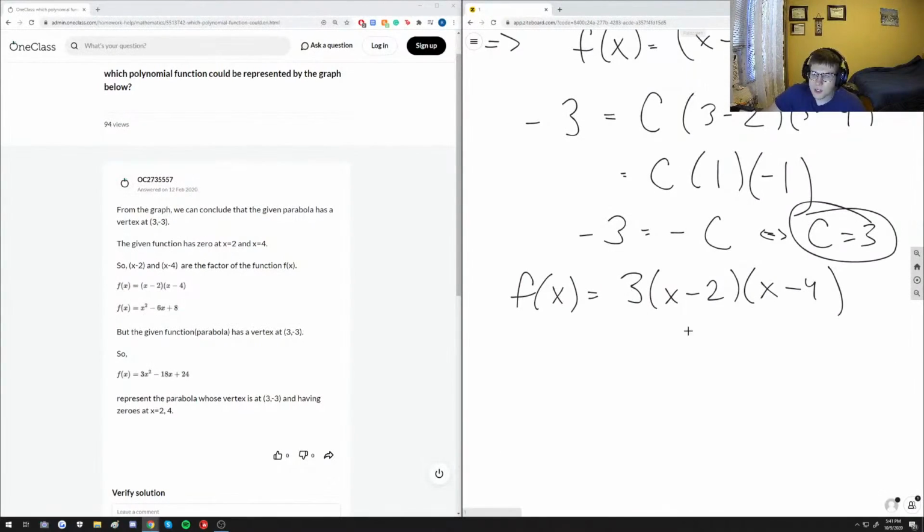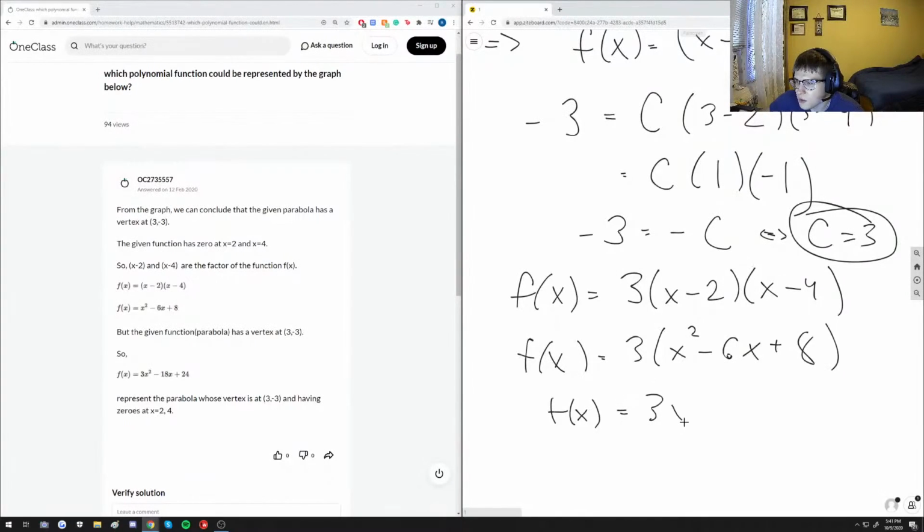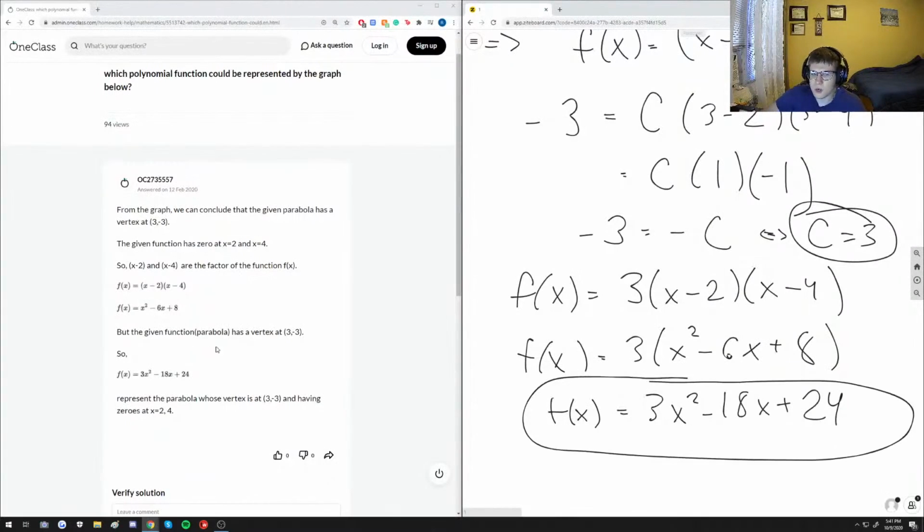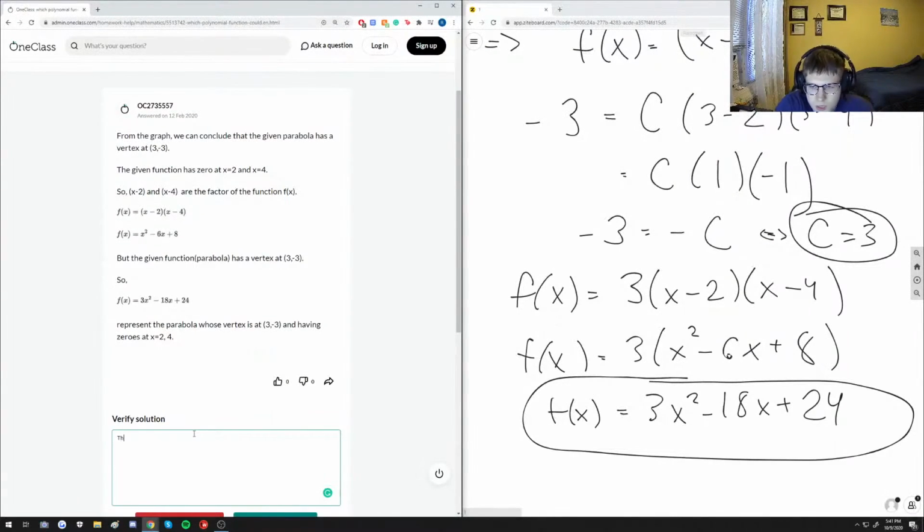So this satisfies the condition for the vertex, and it satisfies the two conditions for a root, because if we were to plug in 2 or 4, we would get f of x being 0. By multiplying this out, let's get the official quadratic form. We get 3 times x squared minus 6x plus 8, and then f of x is 3x squared minus 18x plus 24, which is the correct answer as given right here. So I'm going to write that this is the correct solution.